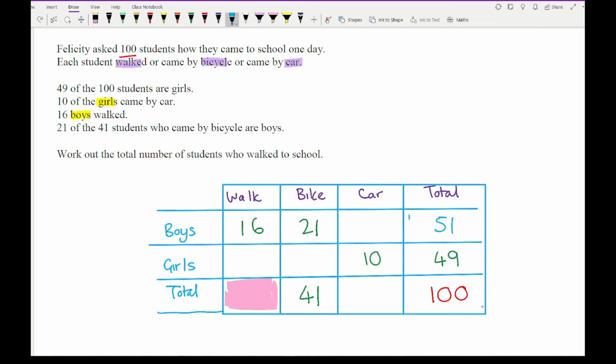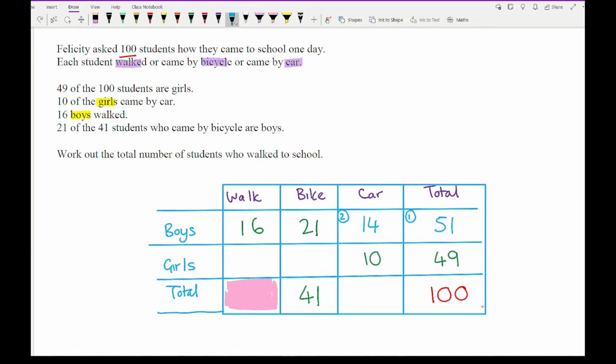And let me just put a little number 1 next to it because that's the first one that I filled in. Now the next one I can then fill in is going to be the total number of boys who travelled by car, and that's going to be calculated by doing 51 take away 16 take away 21, which gives me 14.